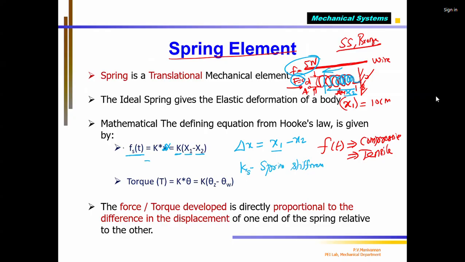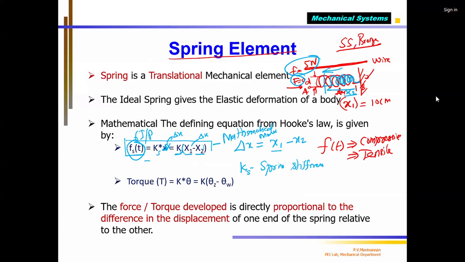Now this equation, F of s equals Ks into delta x, which is nothing but Ks into x1 minus x2, is called the mathematical model of the spring element. What it means is I am connecting input and output. I apply input force, and there is a change in length. The delta x, x1 minus x2 in the bracket, is the change in length, which is the output.